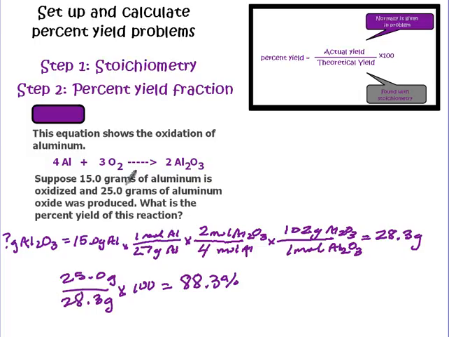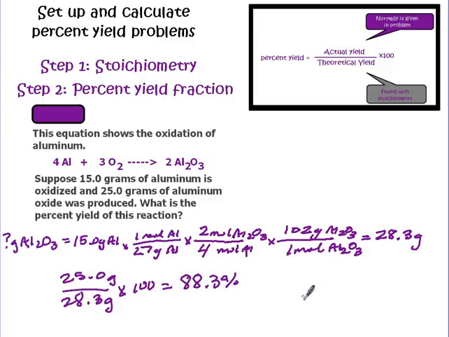Now I'm going to set it up with my ratio. 25 grams, that came from the problem. That's the actual amount. They'll tell us what that is because you're not there to see how much it is, so they have to tell you. And then down here is my theoretical amount that I calculated from over there, right? Times 100 to slide that decimal over, and I got 88.3.